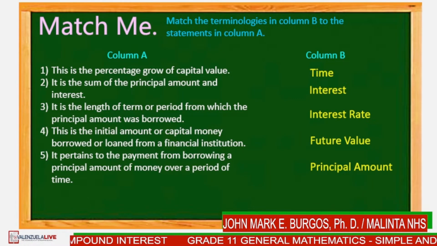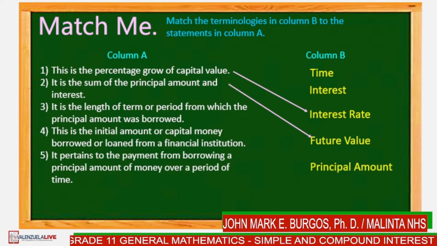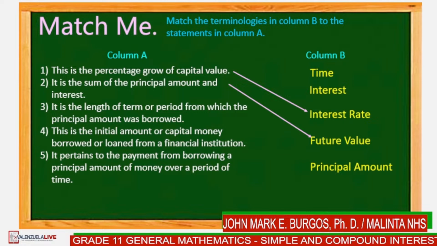Okay, if you have answered all the questions, let us answer each question. First, this is the percentage growth of capital value. What is your answer? Yes, you are correct. It's interest rate. Number 2, it is the sum of the principal amount and interest. What is your answer? Yes, you are correct. It is future value. Third question, it is the length of term or period from the principal amount was borrowed. What is your answer? Yes, you are correct. It is time.